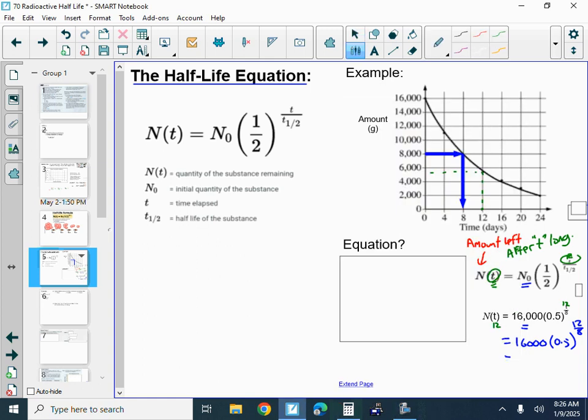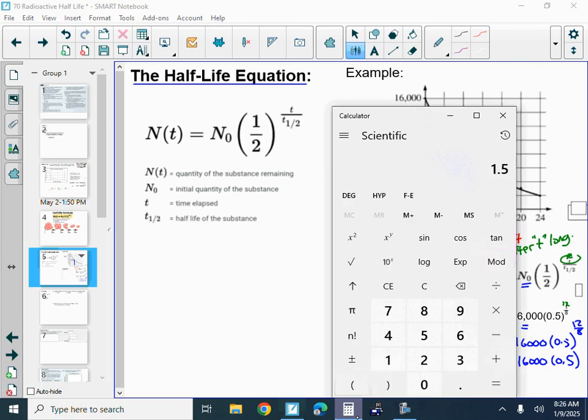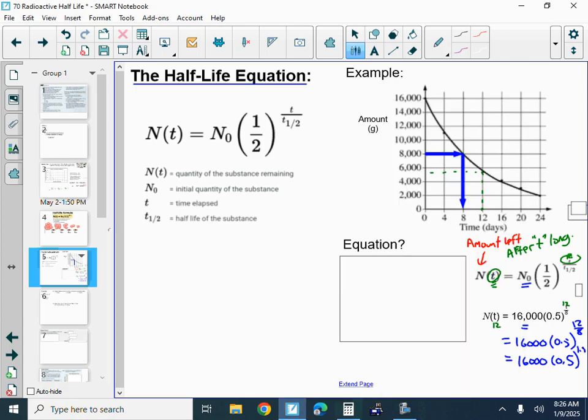So we'd have 16,000, 0.5, and the bottom corner of the smart board's giving me trouble here. 0.5 and what was it? 1.5? Yeah, 1.5. Squeezing at the edge here. And then we would do 0.5 to the power of 1.5.